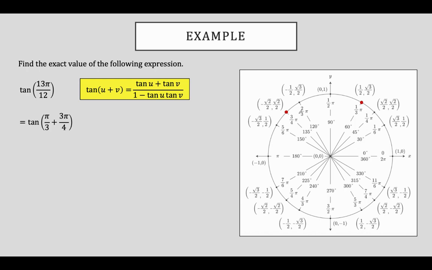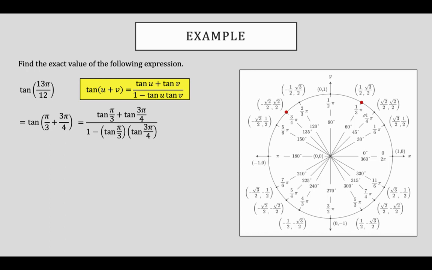All right, tangent of u plus v is equal to the tangent of u plus the tangent of v divided by 1 minus tan u times tan v. This is equal to the tangent of pi over 3 plus the tangent of 3 pi over 4 divided by 1 minus the tangent of pi over 3 times the tangent of 3 pi over 4.